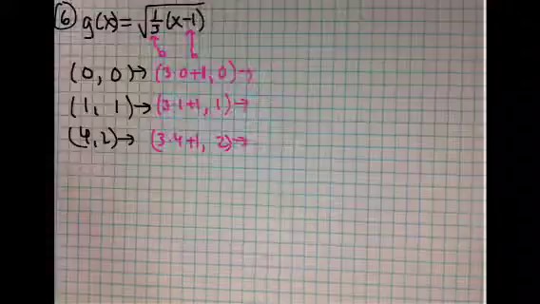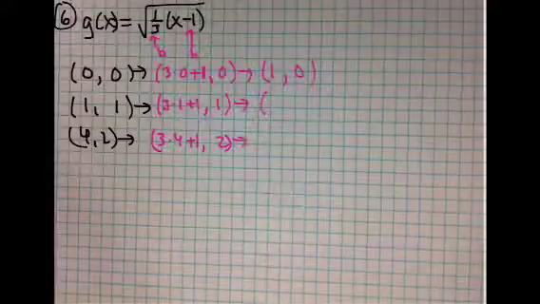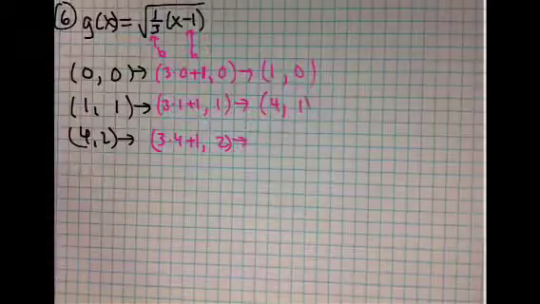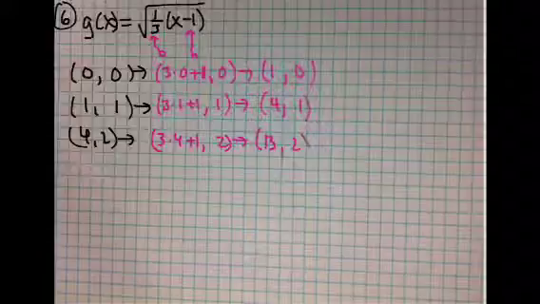So let's simplify. So 3 times 0 is 0, plus 1 is 1. And then 3 times 1 is 3, plus 1 is 4. 3 times 4, 12, plus 1 is 13. Okay, so remember, x is your domain and y is your range.